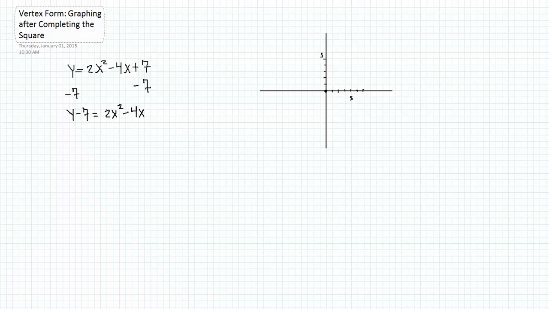Then, since the quadratic coefficient is different from 1, I'll just divide everything by 2. So this divided by 2, this divided by 2. So I have (y minus 7) over 2 is equal to x squared minus 2x. Yes? So when I look at this expression, I can say, okay, I have x squared minus 2x, so I can complete the square.